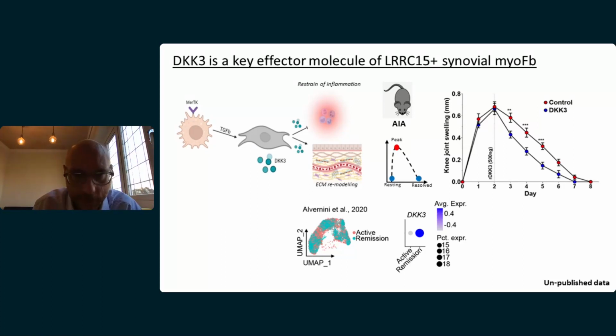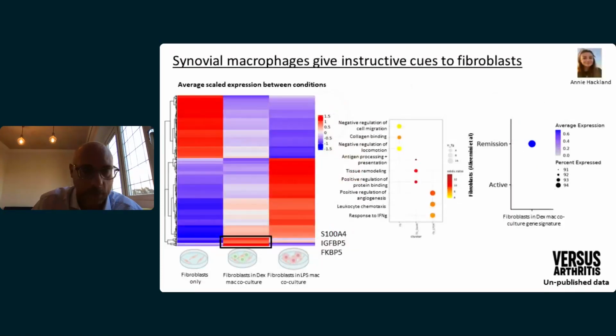And we've taken DKK3 and injected it into the joints of mice, and you can see it promotes a resolution of inflammation compared to the control. And when we look at the synovial fibroblasts in patients in remission compared to those with active disease, it's only in the remission patients that you see this high expression of DKK3 in the resting state. So we think even after an inflammatory challenge, having DKK3 expressed by these fibroblasts will be important in maintaining and restoring normal joint homeostasis.